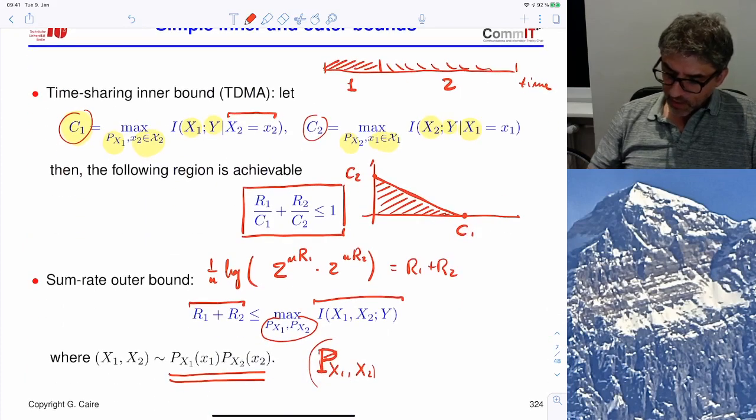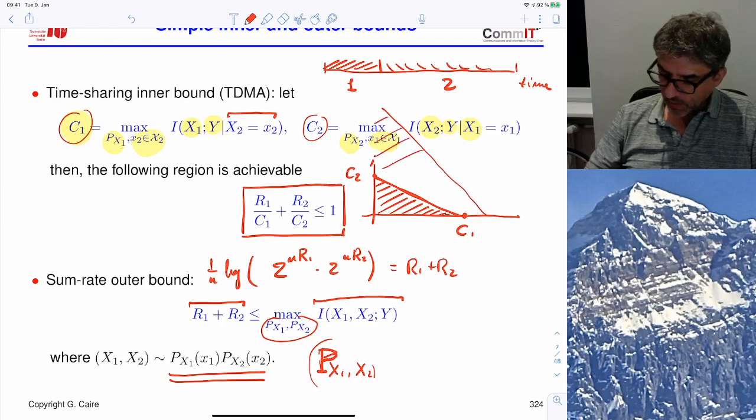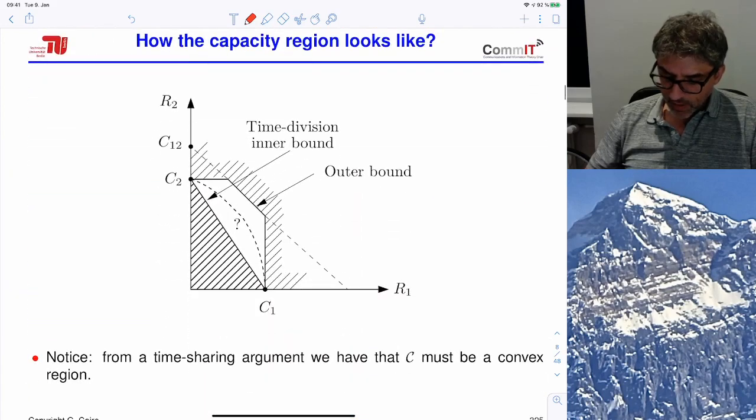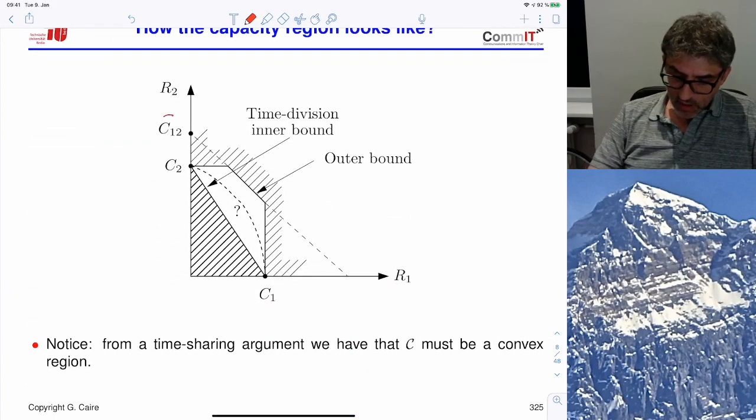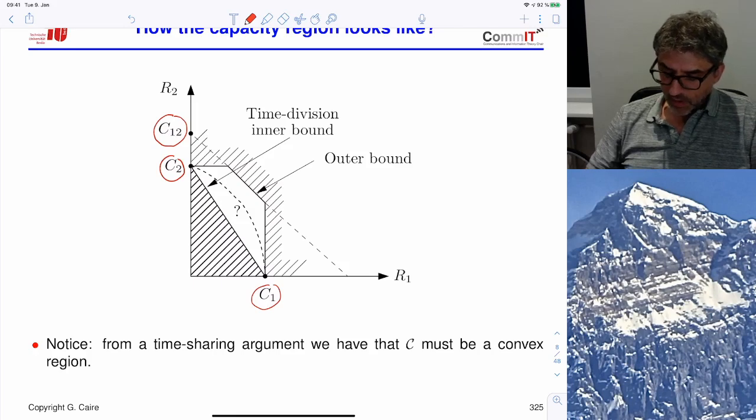So this gives us a bound on the rate sum. There is a straight line here with slope -1, and we know that the region R1 plus R2 less than this quantity is basically this big triangle. So the picture is this. This is the bound on the sum rate, and these are the individual capacities of the two users. We have the TDMA inner bound, which is this triangle, and then we have this outer bound, which is this other line. Therefore, the capacity region is some boundary in between here, okay?